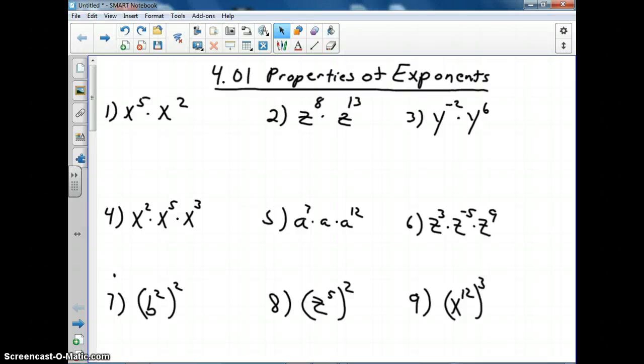All right, so here's number 1. We've got x to the 5th times x to the 2nd. What did you learn in the last unit? When the bases are the same, you add the exponents, okay? And these go real quickly today.